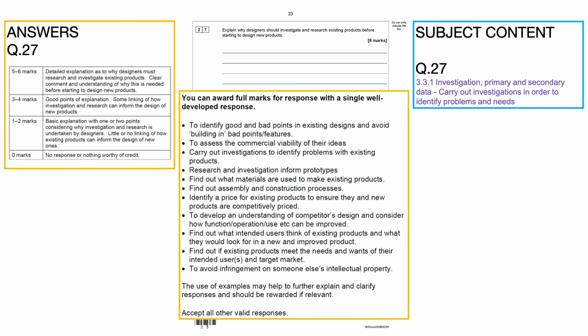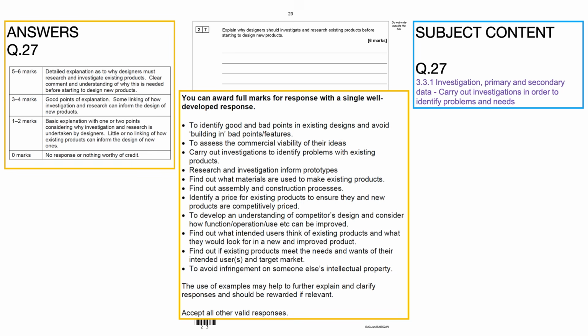And lastly, question 27 for 6 marks. Explain why designers should investigate and research existing products before starting to design new products. Now, to get the full 6 marks, you need a detailed explanation as to why designers must research and investigate existing products. Clear comment and understanding of why this is needed before starting to design new products. Now, this is taken from 3.3.1, carrying out investigations in order to identify problems and needs. Now, you will get full marks for responses with a single well-developed response. So let's look at some valid responses.